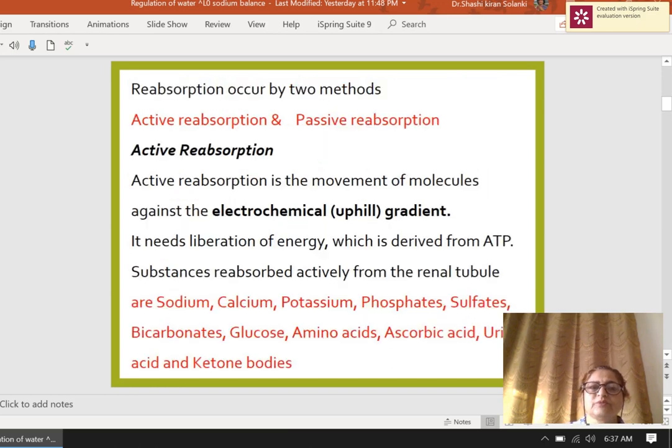Reabsorption occurs by two processes. It may be active reabsorption or it may be passive. In active reabsorption, the molecules move against the electrochemical gradient. It needs liberation of energy, which is derived from ATP molecules. Substances reabsorbed actively from renal tubules are sodium, calcium, potassium, phosphates, sulfates, bicarbonates, glucose, amino acids, ascorbic acid, uric acid, and ketone bodies.